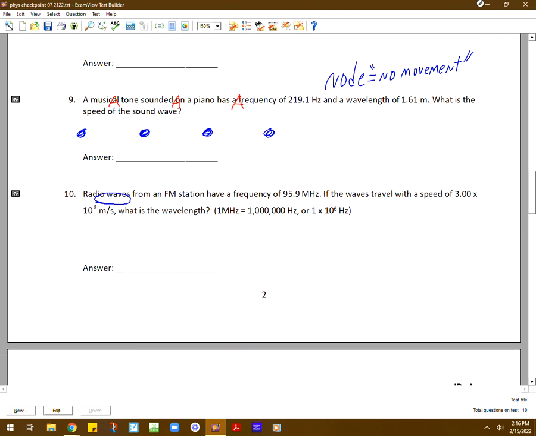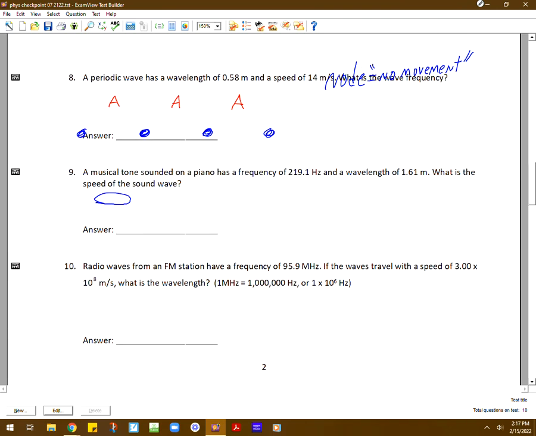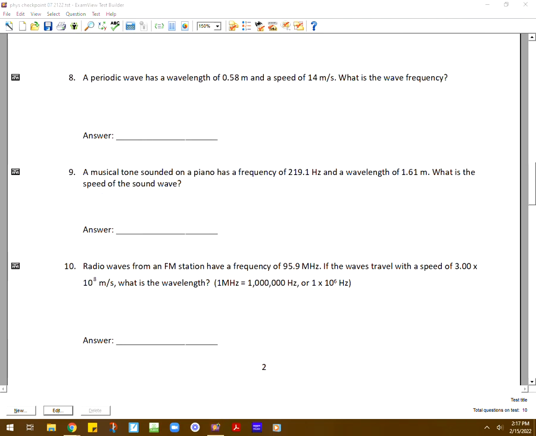And then number 10. Number 10, I think for some people, it was probably just a calculator issue, because it was giving you stuff in scientific notation. Radio waves have a frequency of 95.9 megahertz if the waves travel at the speed of 3 times 10 to the 8th. What's interesting about 3 times 10 to the 8th? What speed is that? You've heard that before.